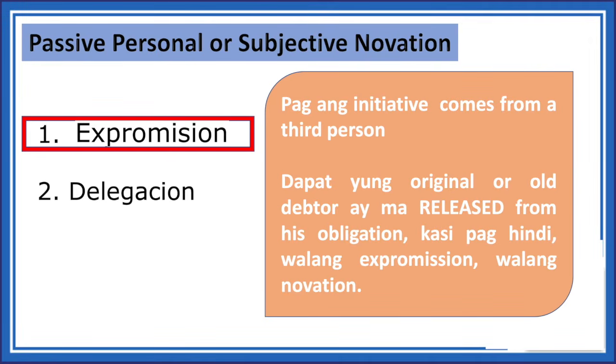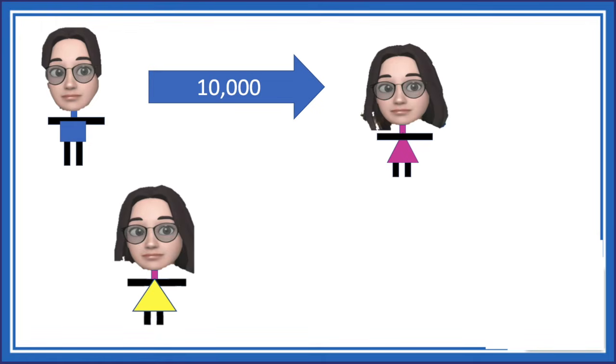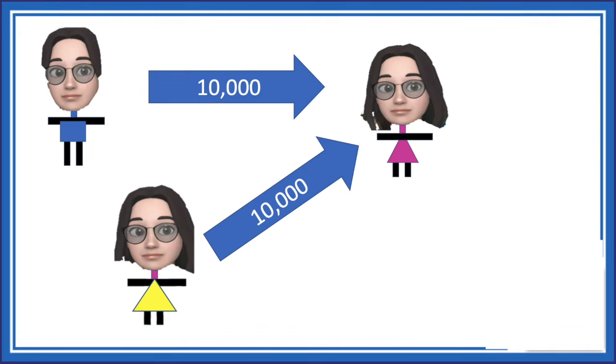So, ganito, example. Pogi owes Ganda 10,000 pesos and it is due on, say, December 25. Tapos, si Beauty goes to Ganda at sinabi niya, i-assume niya yung obligation ni Pogi to pay Ganda 10,000 pesos. Sabi niya, ako nang magbabayad sa utang ni Pogi, consider me your new debtor. Hindi na si Pogi. Pogi is to be excused or released from his obligation. Do you agree? Sabi ni Beauty kay Ganda. Sagot naman ni Ganda, okay, no problem. You are now my new debtor. Hindi na si Pogi. So, in this example, is the obligation extinguished? Yes, di ba? Because Ganda consented to the novation.